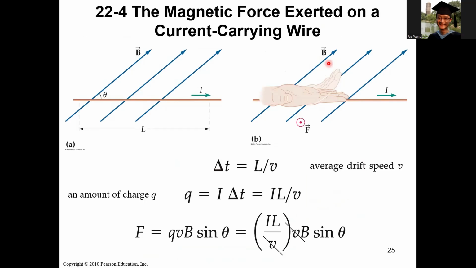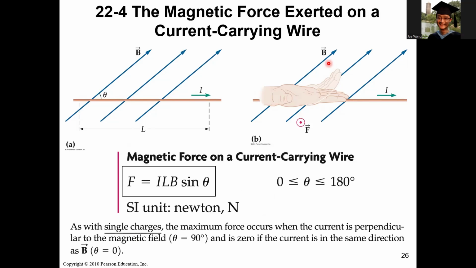And then we learned that current is basically the flow of charge. A current-carrying wire will also feel a magnetic force. This force is ILB sine theta, where theta is the angle between the current and the field. Again, we have a right-hand rule. We point our fingers towards the current direction, curl our fingers towards the field direction, and then our thumb will point towards the force direction. ILB sine theta.